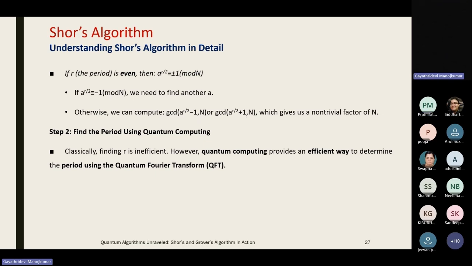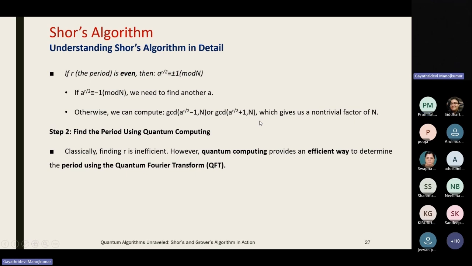What is meant by a non-trivial factor? For example, if I am going to find the prime factors of 15, the trivial factors are 1 and 15, because the number divisible by itself should not be taken. So I consider non-trivial factors, in this sense 3 and 5 as the prime factors. To obtain the non-trivial factor, we use this formula, the GCD of a to the power r by 2 minus 1 and also plus 1.